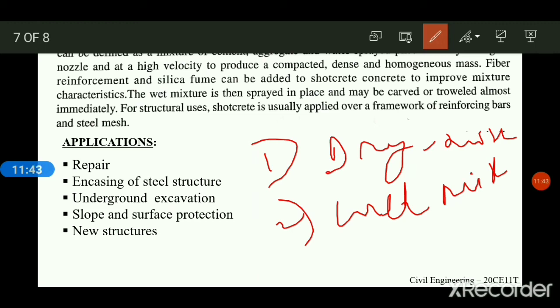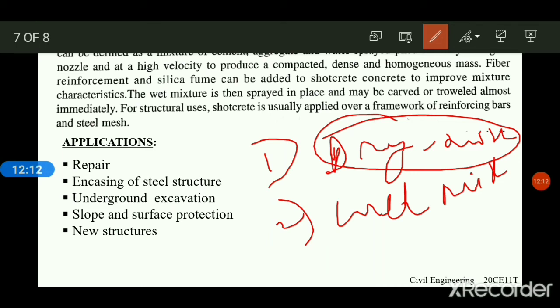So I am talking of the dry mix. The cementitious materials and aggregates are mixed in dry conditions and delivered to the gun. The pneumatically operated gun will ensure a continuous flow of the mix from the nozzle. Here the interior of the nozzle is fitted with a water ring which injects water to mix uniformly.